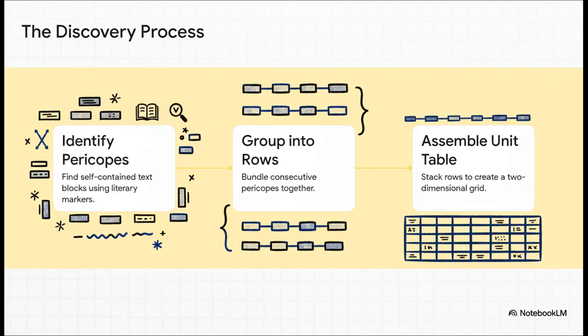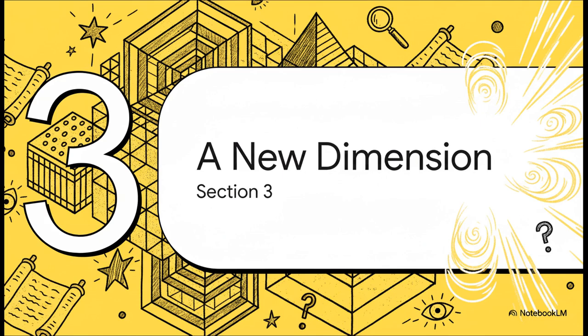So you see, there's a real method to this. It's not just guesswork. You find the pericopes by looking for those clear literary signposts. You group them into rows, and then you assemble those rows into a unit table. It's all about documenting a pattern that is objectively, measurably, right there in the text. All right, so we've taken the text apart. We've laid out all the pieces in this new grid format. But why? Why go through all of this trouble?